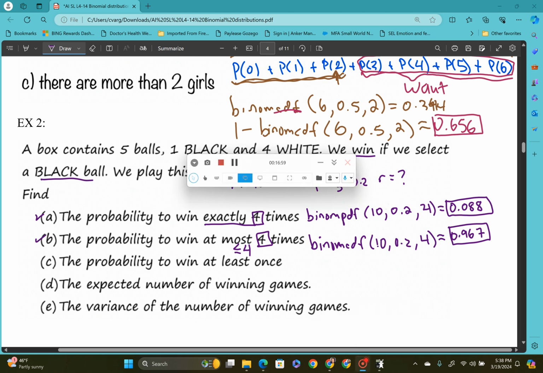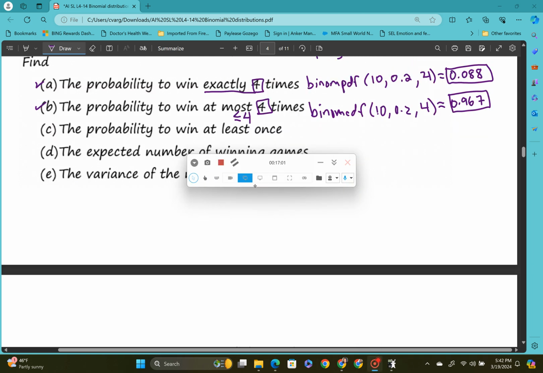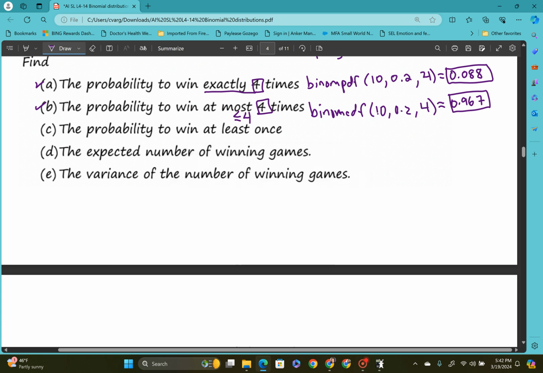So pause it, try it. Okay, so this one can be tricky, right? At least once. That's why I left you the rules at the top. So at least is going to be greater than or equal to 1. So how you do this is 1 minus binom CDF, still 10 trials, still probability of success is 0.2. And then at least 1, right? We have to take this number and subtract 1 from it, which is 0. And then if you're like, wait, what?